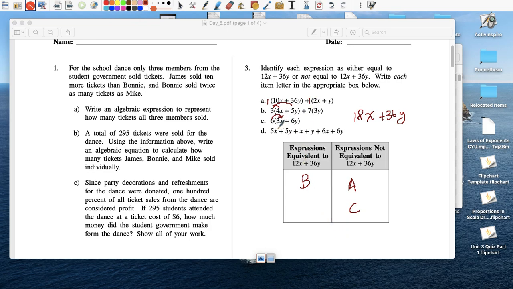And the last one, combine like terms, we got the 5x and the x and this x. Remember, sorry, let me circle with a plus sign. So 5 plus x is 6x, plus 6 is 12x, and then 5y plus 6y is 11y. So that's definitely not equal to 12x plus 36y, so D goes in this box. So that would have been your solution.